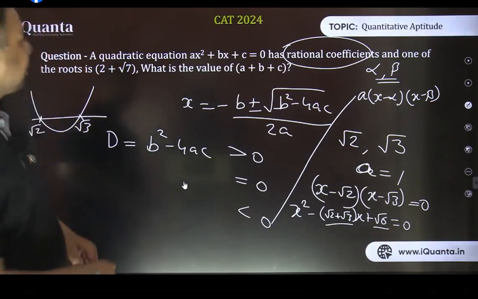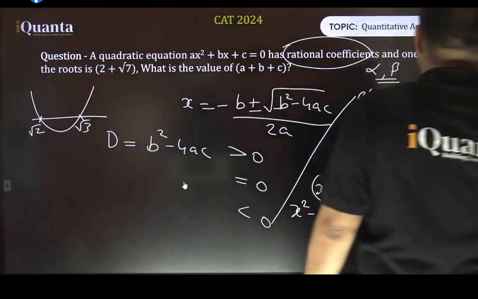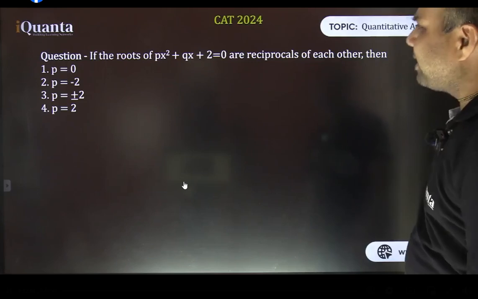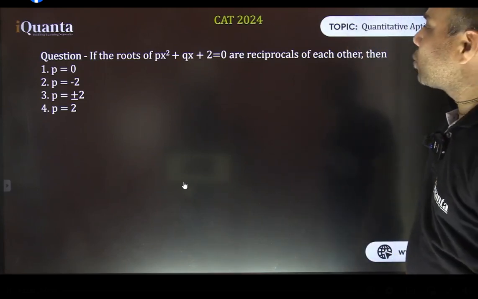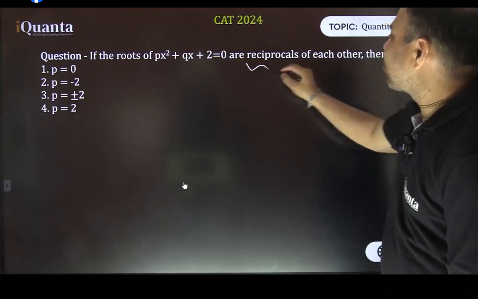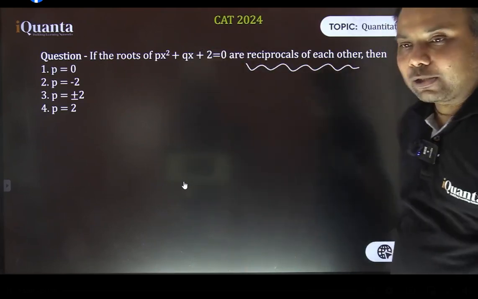Okay, let's proceed further now. We still have a lot more things to do. Here's the next question. It is an easier one. Please answer it fast. If the roots of px square plus qx plus 2 equals 0 are reciprocals of each other, then which of the following is true?